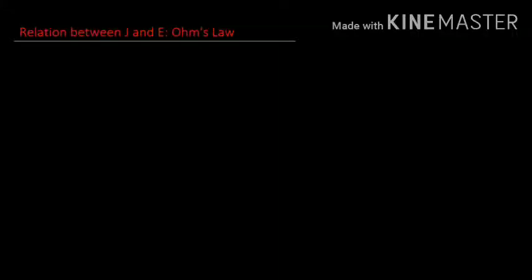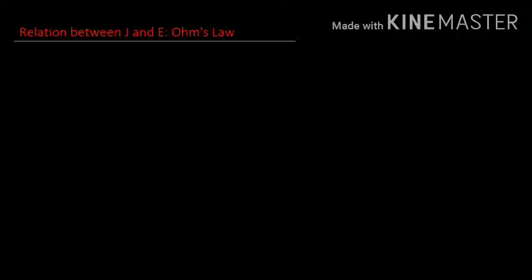Hello students, let us find a relation between J and E. J is the current density and E is the electric field intensity. Current density and electric field intensity are related. The relation between them is complex in general. However, in some materials, including most metals, they bear a simple relationship.